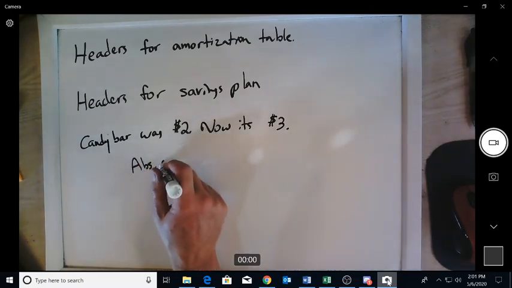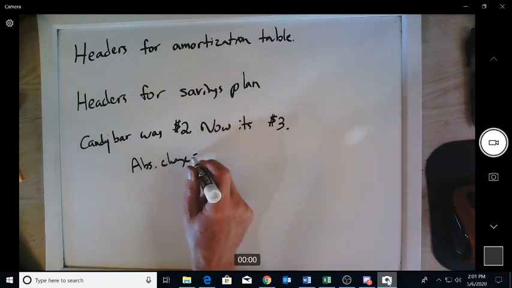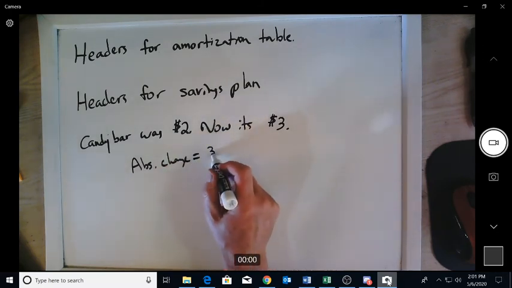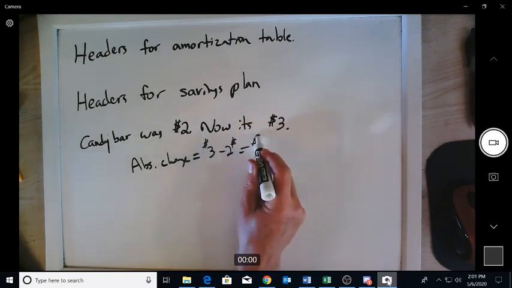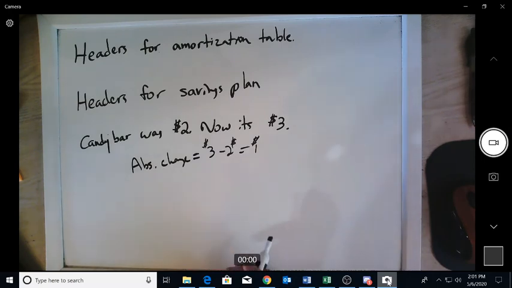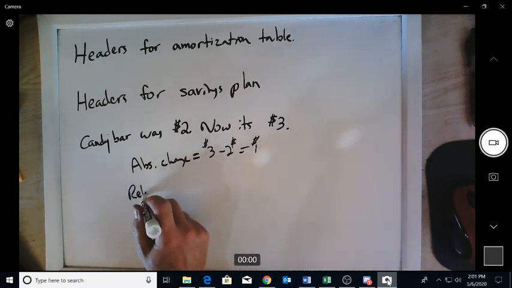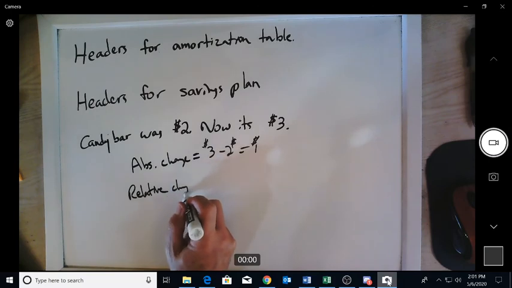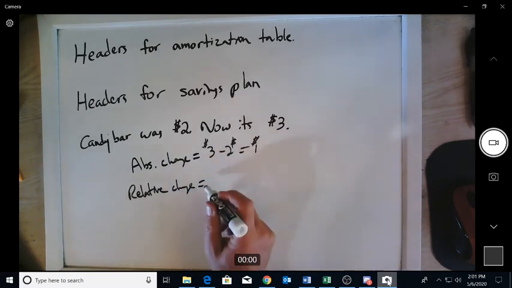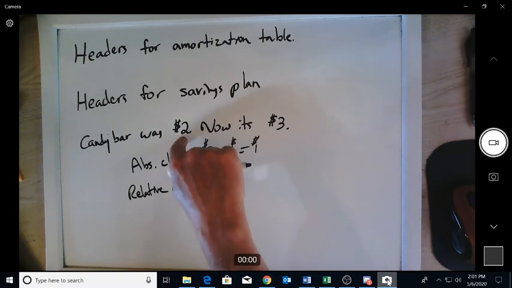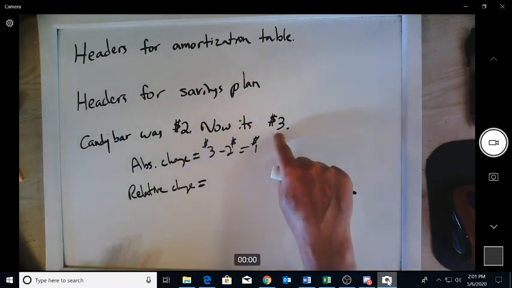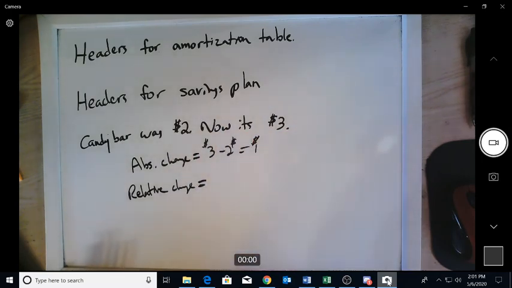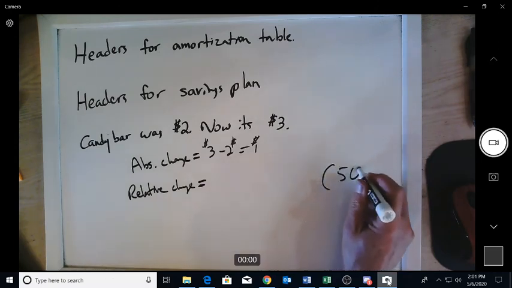Absolute change was $3 minus $2, $1. That part seems really simple. It went up $1. The relative change has to make intuitive sense for me to remember it. Did this go up 100% to get up to here? Well, if it did, it would go from $2 to $4. What percentage did it go up? It went up 50%. I know the real answer has got to be 50%.